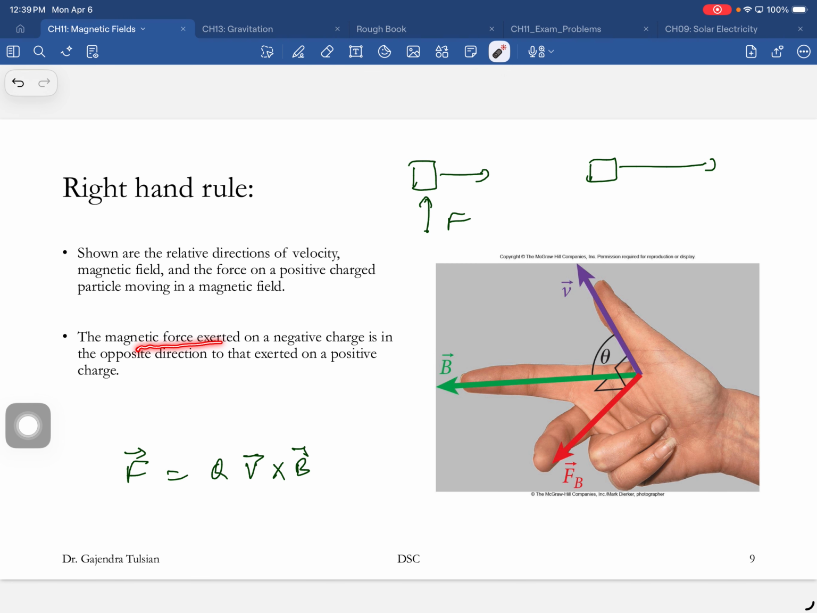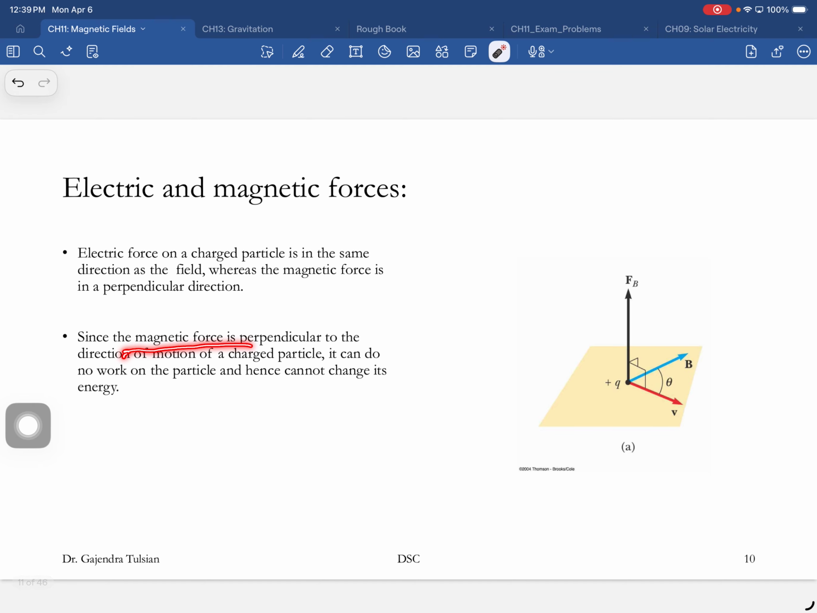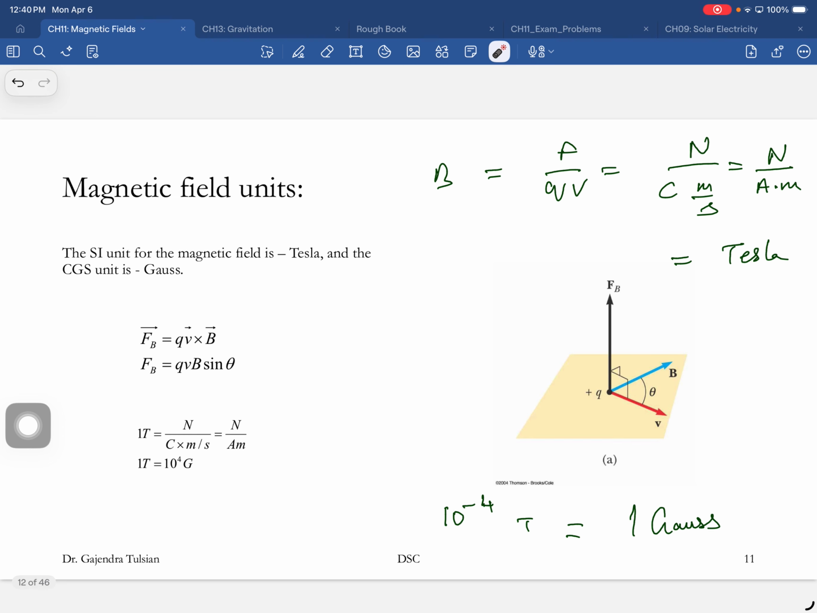So the magnetic force exerted on a particle is perpendicular to the direction of motion, so it can do no work on the particle and hence cannot change its energy. So magnetic forces cannot change the energy of the particle. All they can do is deflect a particle. Okay. So if you want to speed up a charged particle, you have to use an electric field. All right.